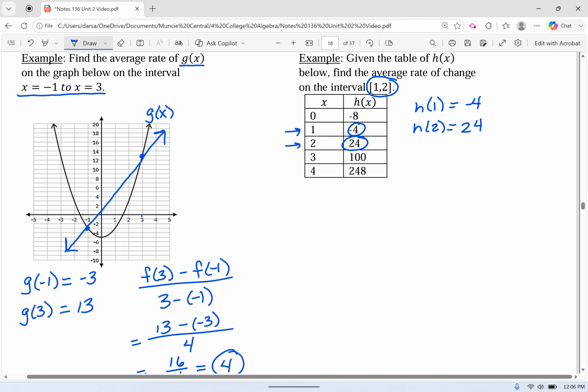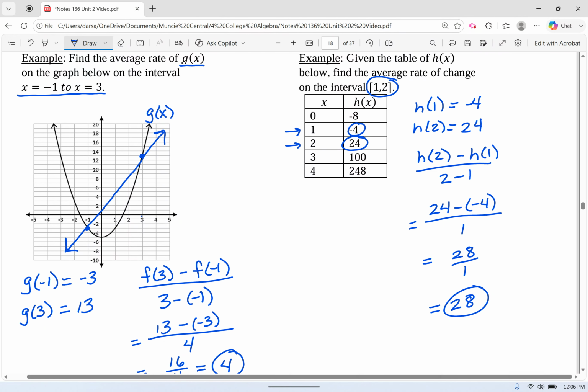And now we put that into our formula. So h of 2 minus h of 1 over 2 minus 1. So that's 24 minus negative 4 over 2 minus 1, which is 1. So that's 28 over 1, or the average rate of change on the interval from 1 to 2 of the x's of h of x is 28.